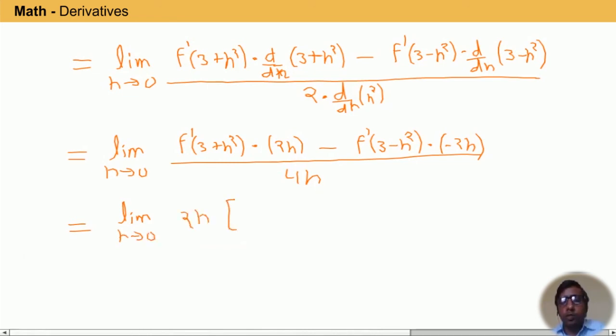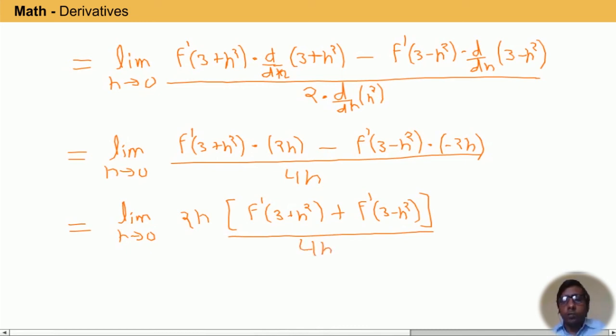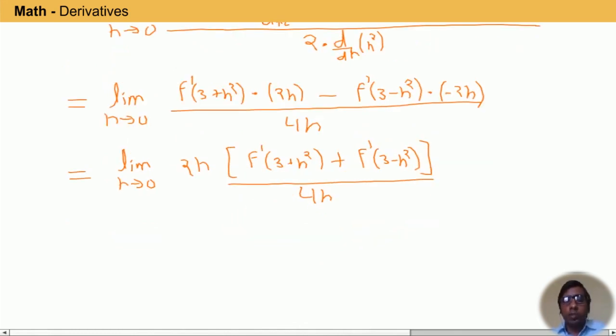Now we can take h common from the numerator. Instead of h, we can take 2h common. So then we are having f dash (3 plus h) squared, and this negative negative is positive, f dash (3 minus h) squared, whole divided by 4h. Since h is not equal to 0, as h approaches 0, we can cancel that 2h with this 2h.